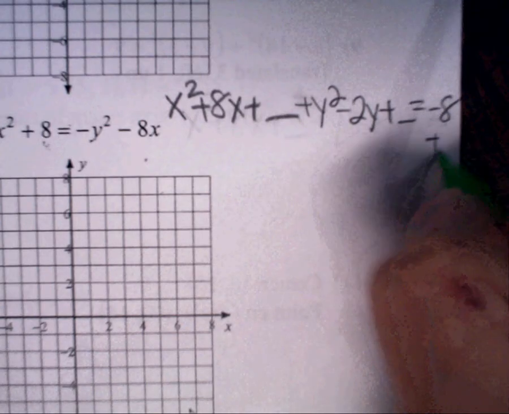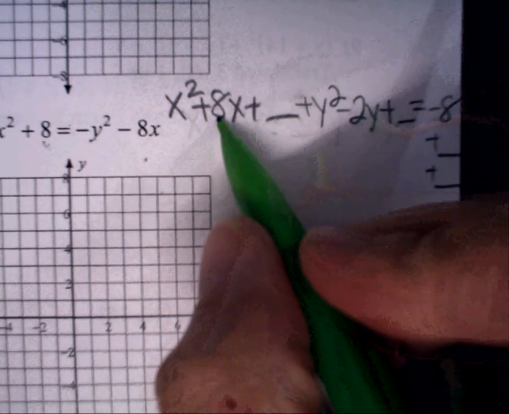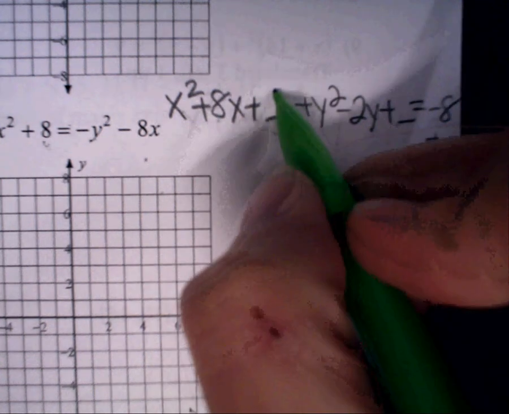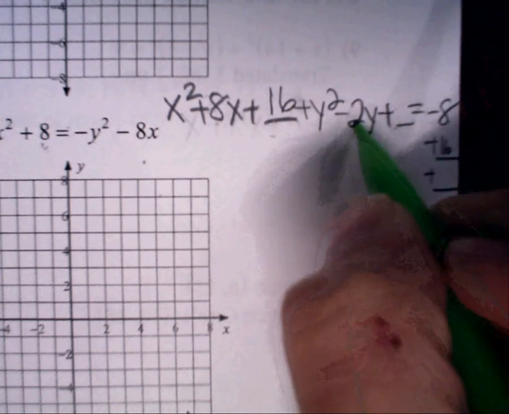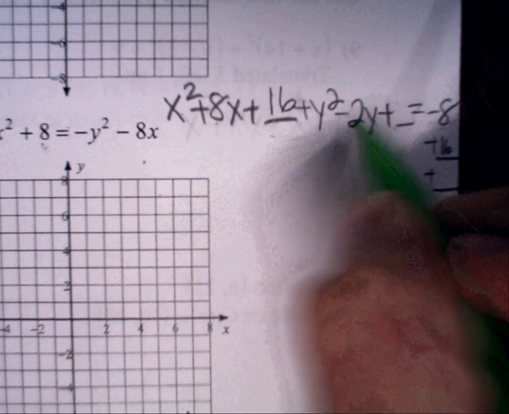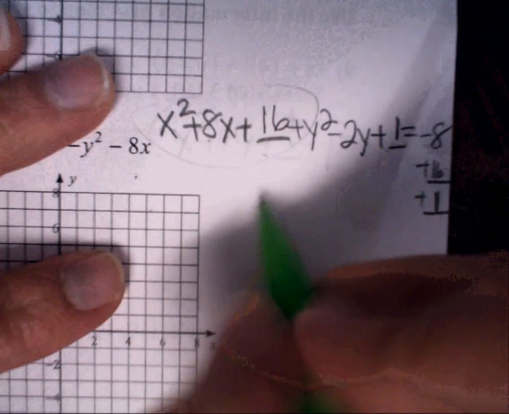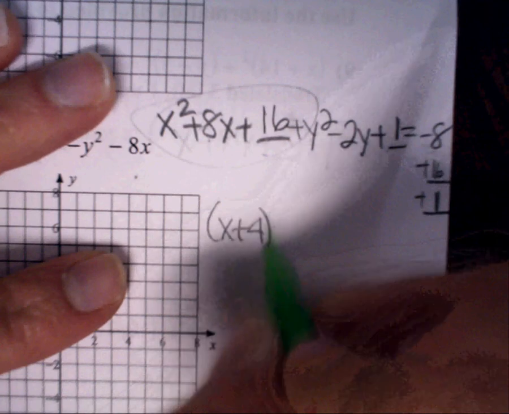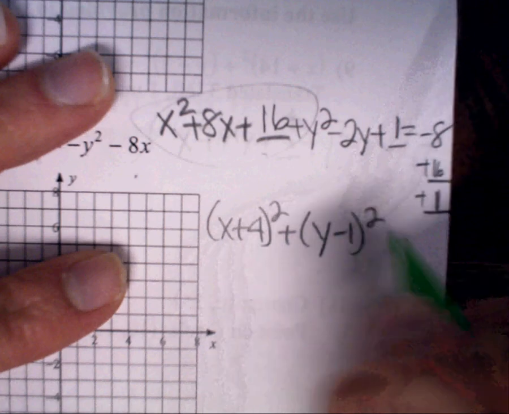So I'm going to put 2 blanks on this side because I have 2 blanks over here. So 8 divided by 2 is 4. 4 squared is 16. So 16 goes here too. 2 divided by 2 is 1. 1 squared is 1. So that's 1. So then this turns into x plus 4 squared. This turns into y minus 1 squared.